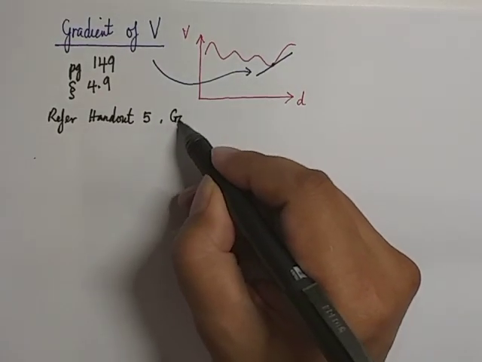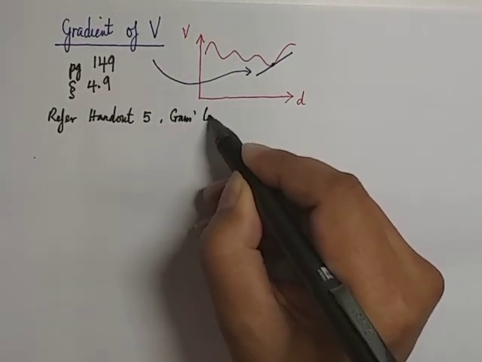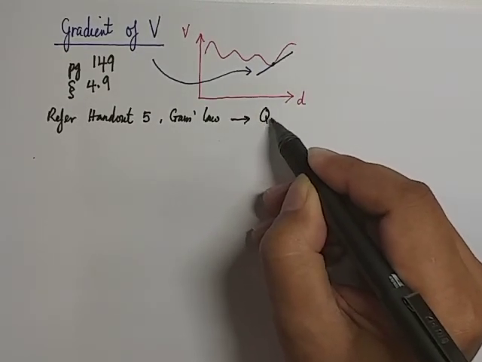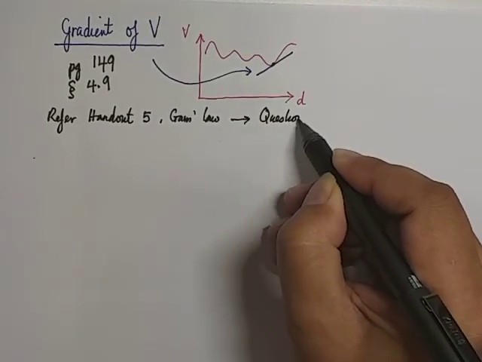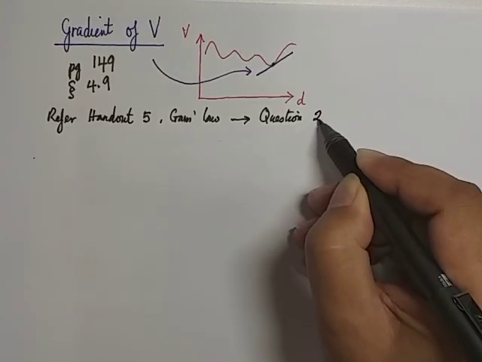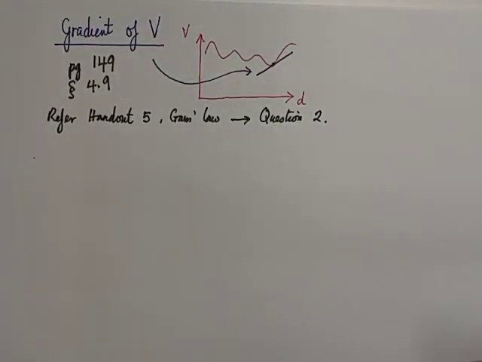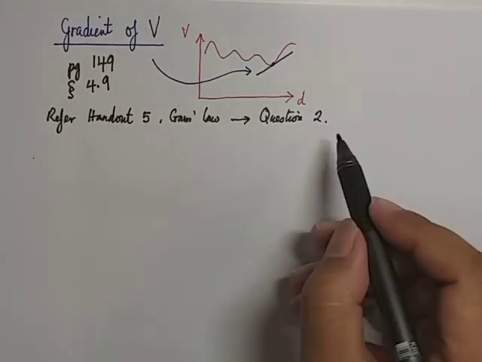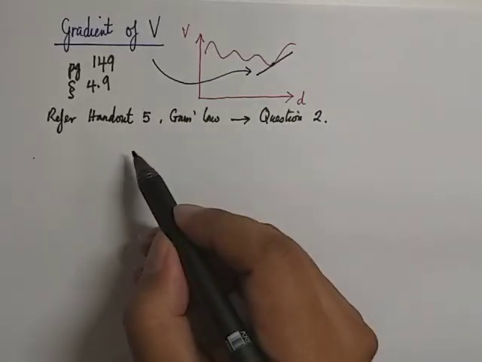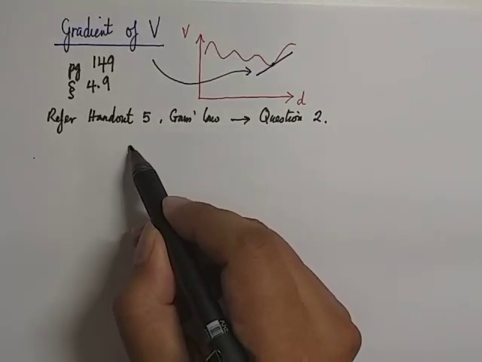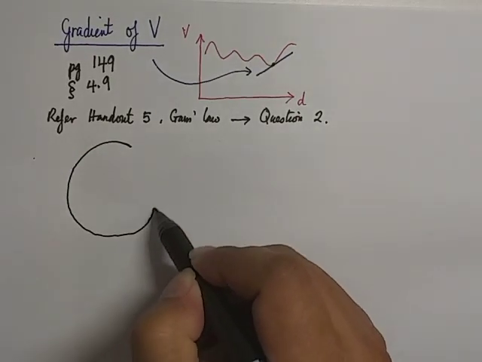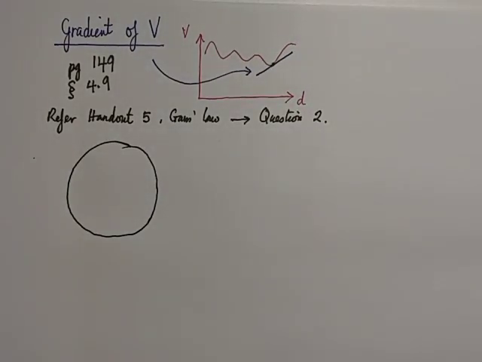So Gauss law. And then let's be more specific now. Question number 2. I think some of you might recall this particular example. So what is this question 2 actually about? Remember that we are given a source shaped as a sphere. I think you can remember that.